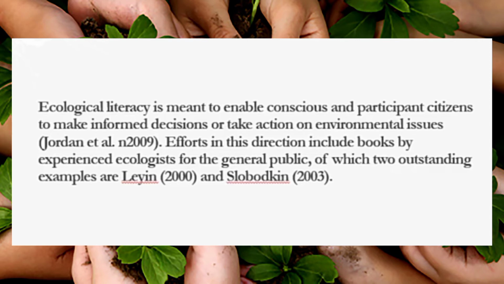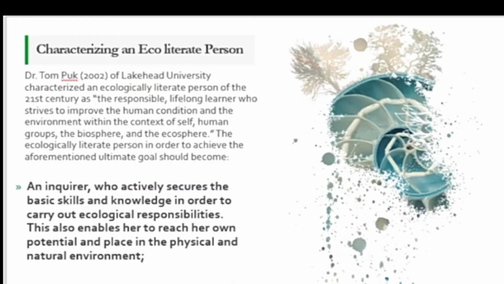Ecological literacy is meant to enable conscious and participant citizens to make informed decisions or take action on environmental issues. It's not just about making infomercials. It's not just about pursuing knowledge. It's not just about driving into certain conclusions, but need to take action as well. Efforts in this direction include books by experienced ecologists for the general public, of which two outstanding examples are Lean 2000 and Slobodkin 2003. So let's go to characterizing an eco-literate person.